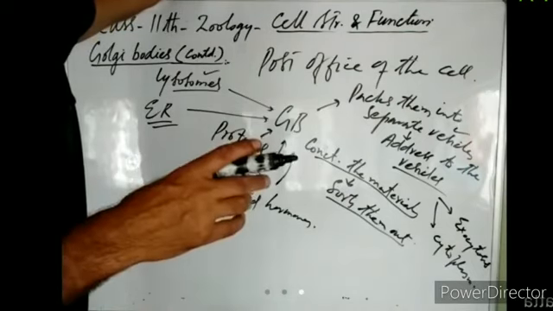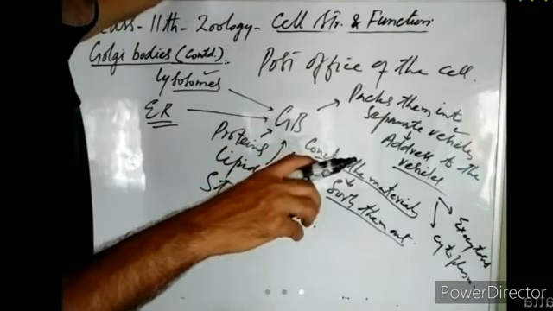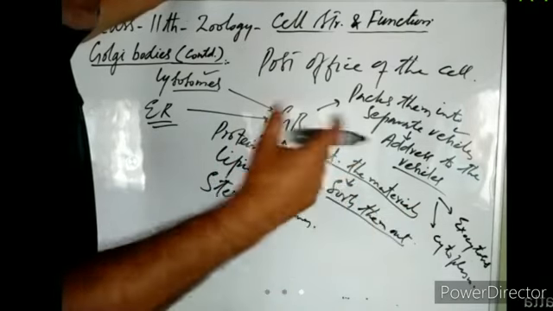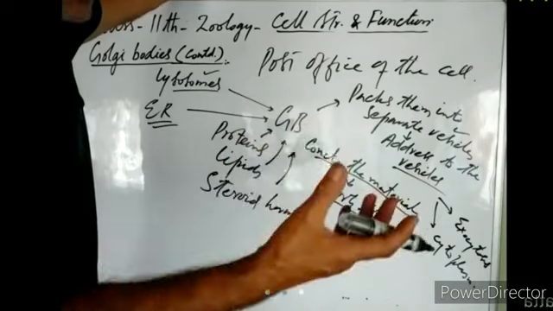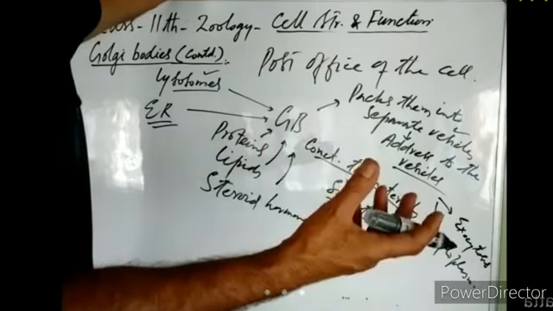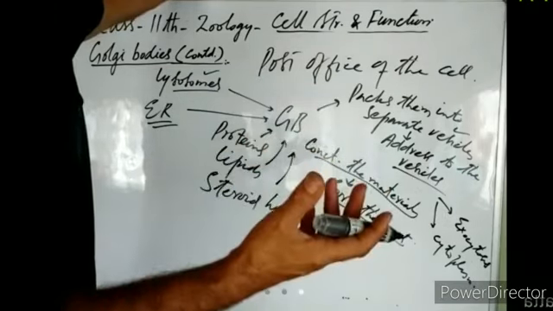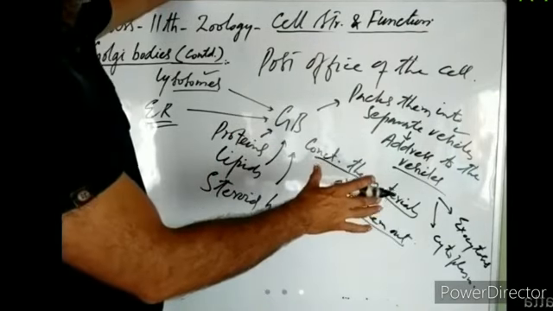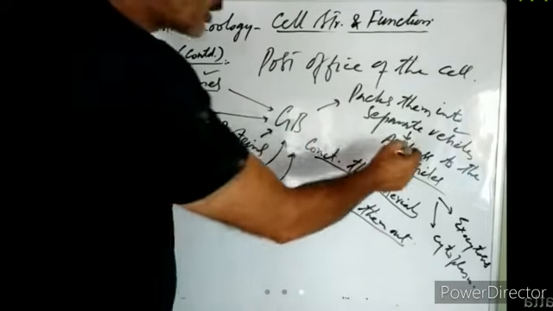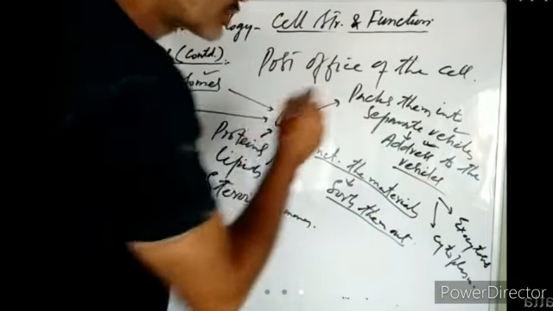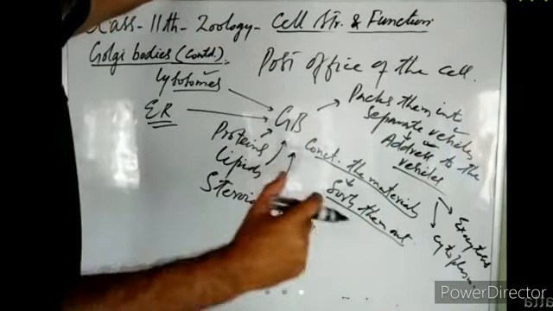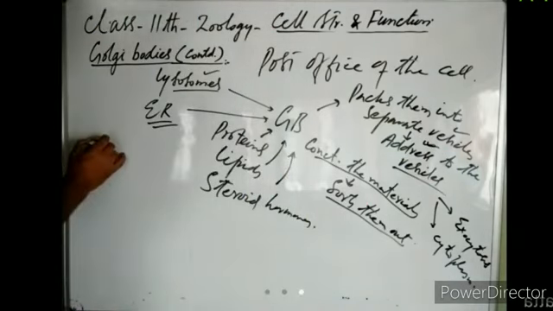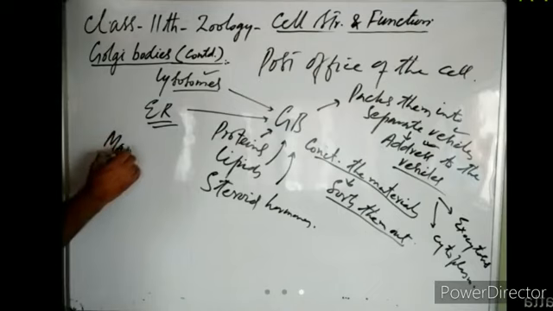A specific type of protein will be packed in a separate vesicle. Another type of protein will be packed in another vesicle. Other types of proteins will be packed in other vesicles. Similarly, lipids will be packed in separate vesicles, and steroids will be packed in separate vesicles. So it packs those materials in separate vesicles according to their type. Then Golgi body adds an address to it. Golgi body adds a stamp to it in the form of, for example, mannose 6-phosphate.